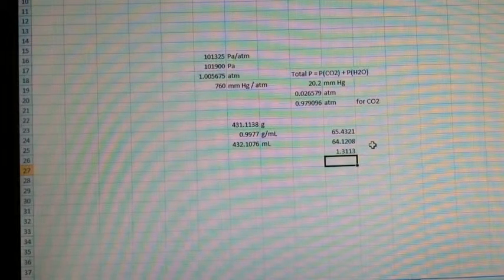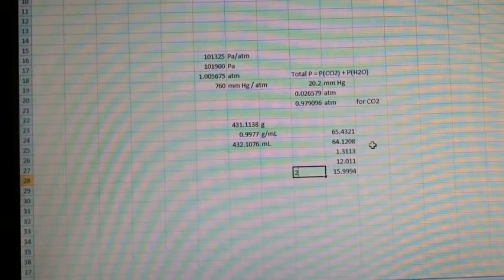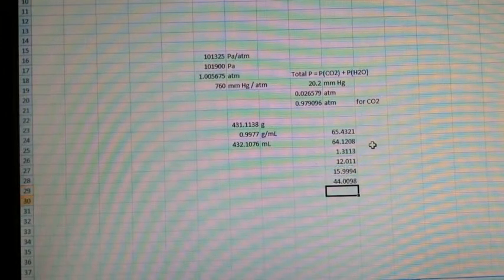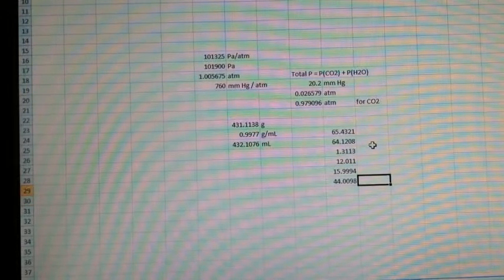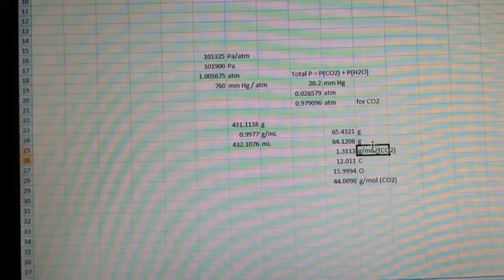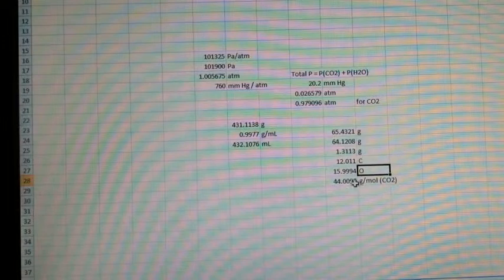So we have the molar mass of carbon is 12.011, of oxygen 15.9994. I have two of those, so there's carbon plus 2 times the oxygen. Here's my molar mass, in grams per mole, for CO2. Carbon and oxygen, and up here was just grams. Alright, so here's my molar mass.